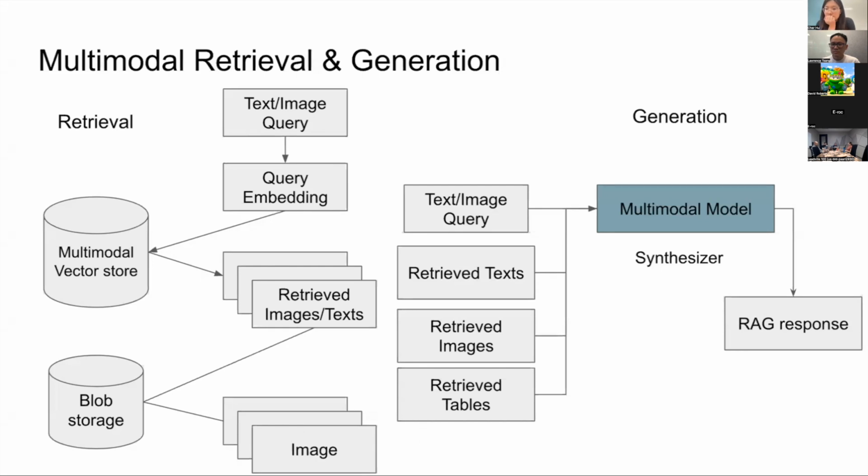From here, you basically fetch the raw text as well as any images from blob storage. Now that you have a set of retrieved images and retrieved text, you can try to synthesize a response. Of course, there are different ways to do this. You could just synthesize the response over the raw text and return the images as a list. Or you could feed that set of images as well as text into a multimodal model to generate a response across both the text and images.